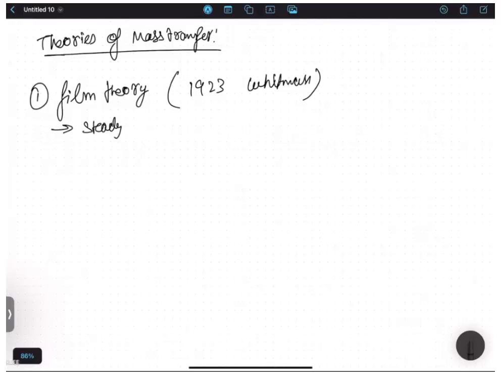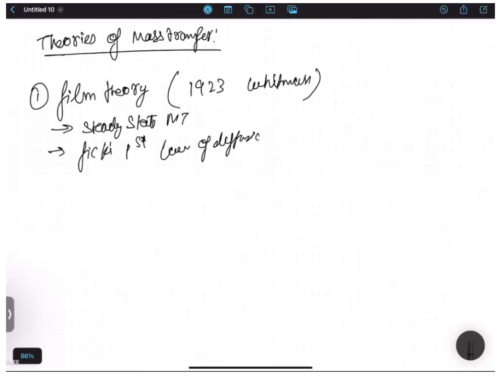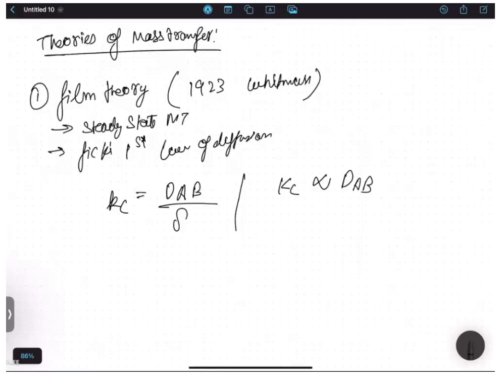It is based on steady state mass transfer and Fick's first law of diffusion. Okay, what does it state? It states that our Kc is equal to DAB by delta, or you can directly say that Kc is directly proportional to DAB. That is our mass transfer coefficient when our concentration difference is our driving force. This Kc is equal to DAB by delta, where delta is nothing but your film thickness.